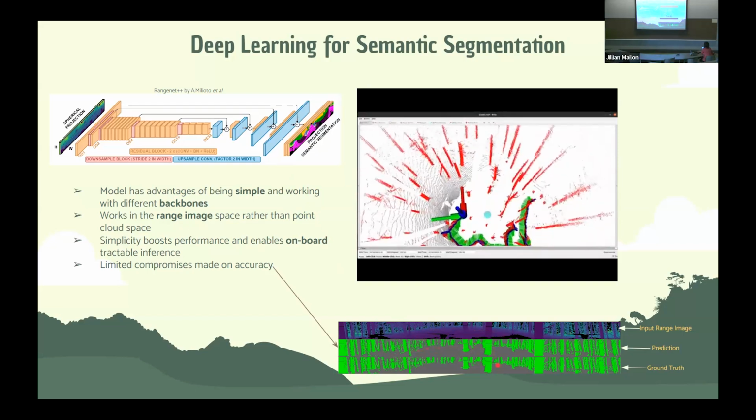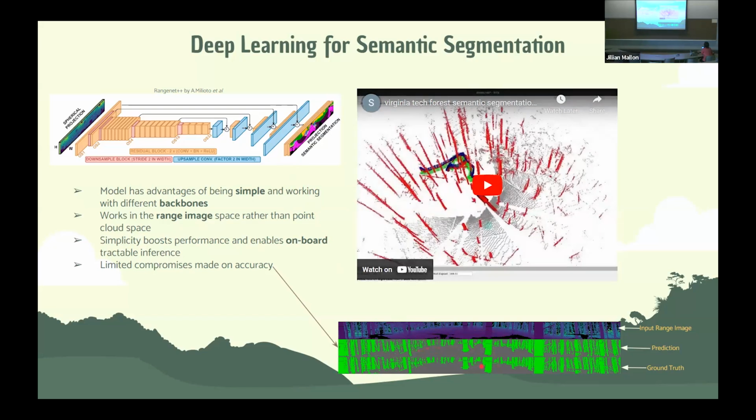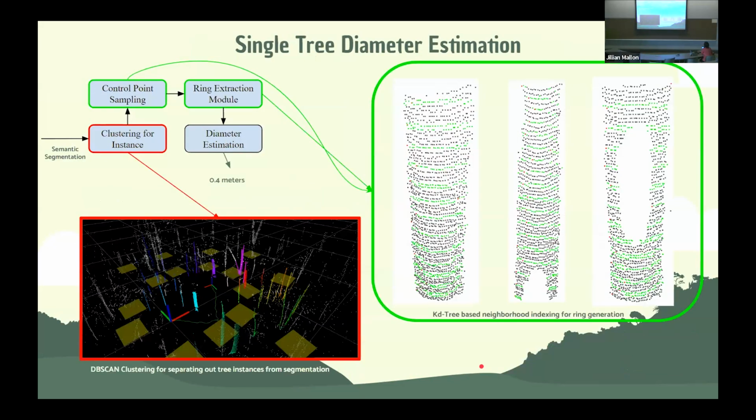And this perfectly, or almost perfectly, matches the ground truth, which speaks for the accuracy of the algorithm. So now that semantic segmentation is done, we can move on to the single tree diameter estimation pipeline. First thing, we need to convert semantic segmentation into instance segmentation so that we can operate on each tree instance separately. This is done using DBSCAN clustering techniques to essentially take out all of the tree trunks individually, as can be seen here using different colors.